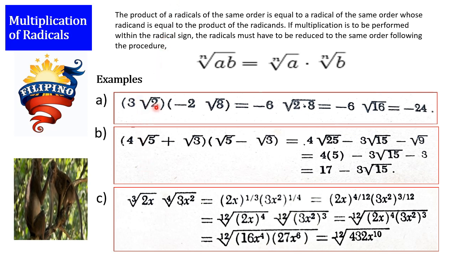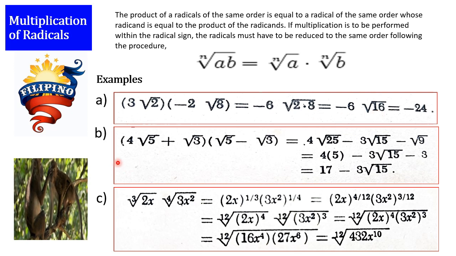Example, 3 square root of 2 multiplied by the quantity negative 2 square root of 8. Therefore, they are having the same order. We can actually multiply the radicands. It will be 3 times negative 2, negative 6, times the square root of 2 times 8. That will be negative 6 square root of 16, which is negative 24, because square root of 16 is 4.